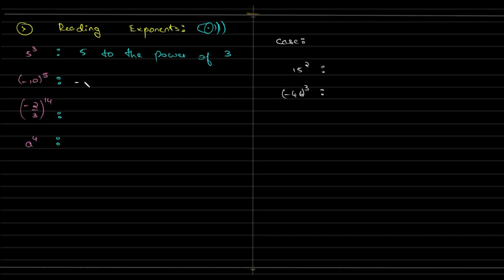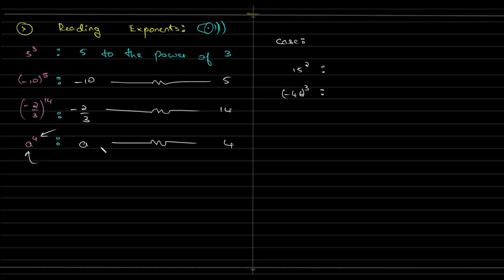So the next one is minus 10 to the power of, or raised to the power of 5. Minus 2 by 3 to the power of 14. A to the power of 4. So yes, we can use exponents to represent that a variable is getting multiplied a particular number of times. So when it comes to reading exponent, we have few cases. That is, you read this as 15 to the power of 2, that is also good, or 15 square.